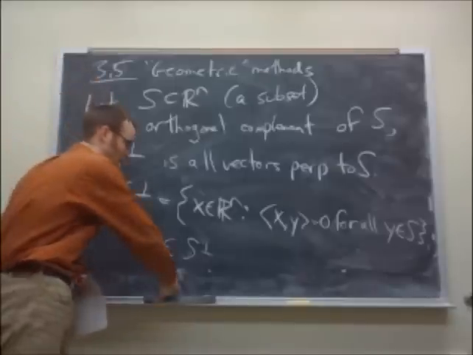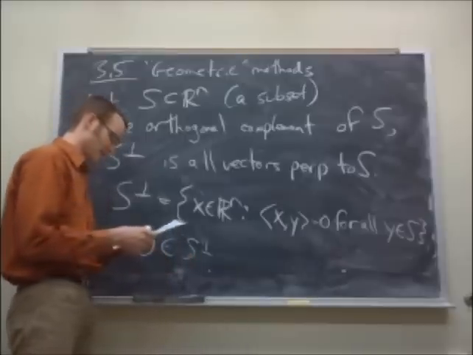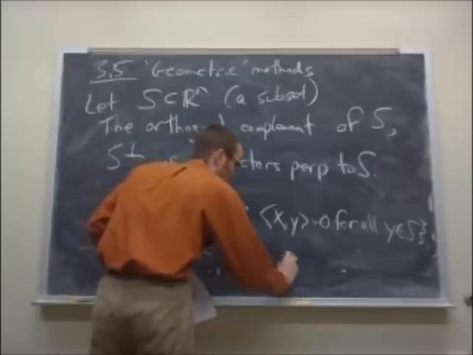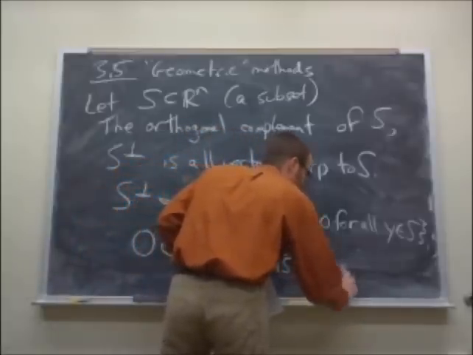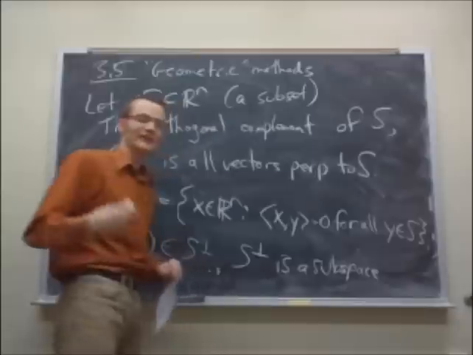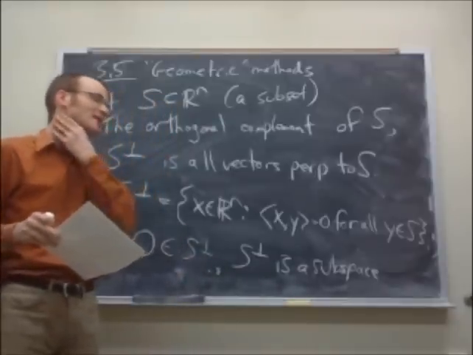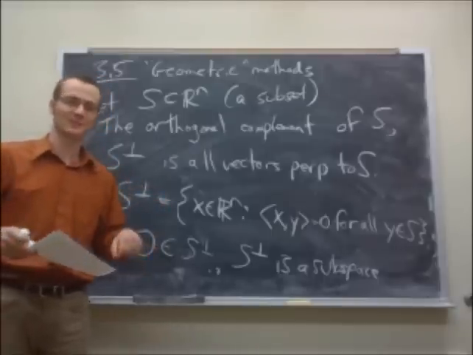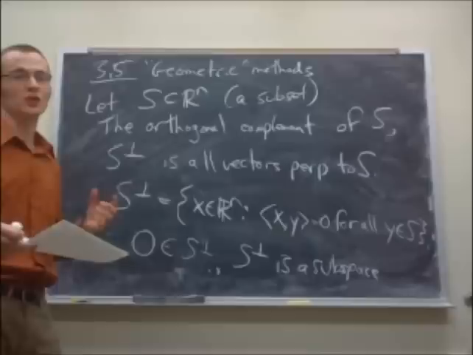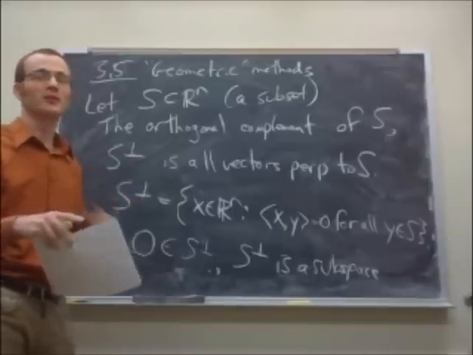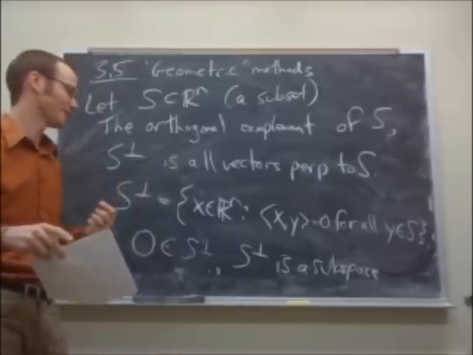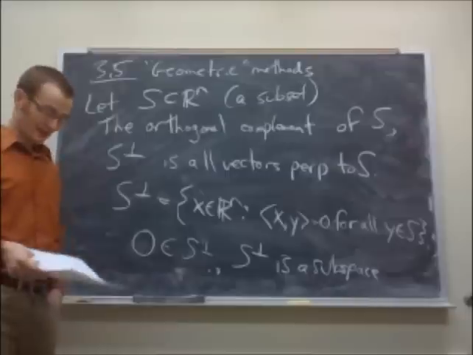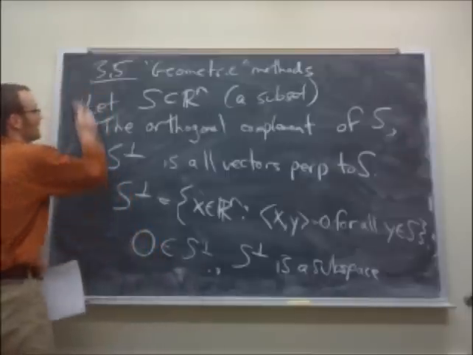So one important thing to say is that S perp is a subspace. Even if S isn't a subspace, S perp is. A subspace just means that if you take two things in it and add them together, you're still in the space itself. Also, if you scale a vector in it, it's still going to be there. And that makes sense if you think about this definition. All right, so let's go on.